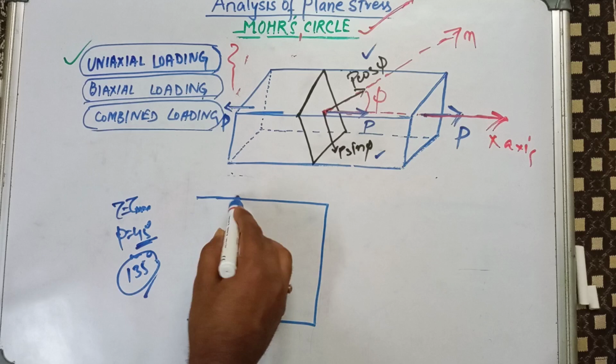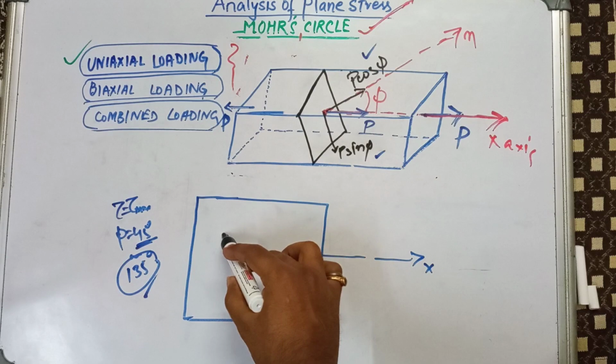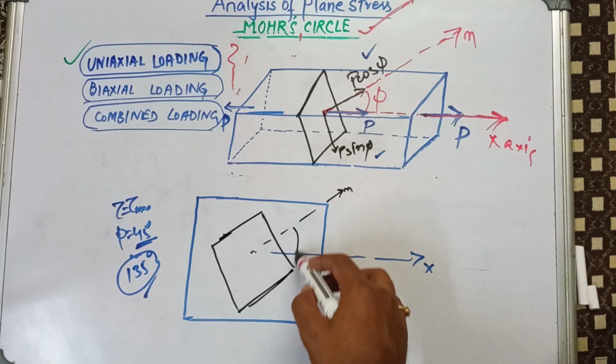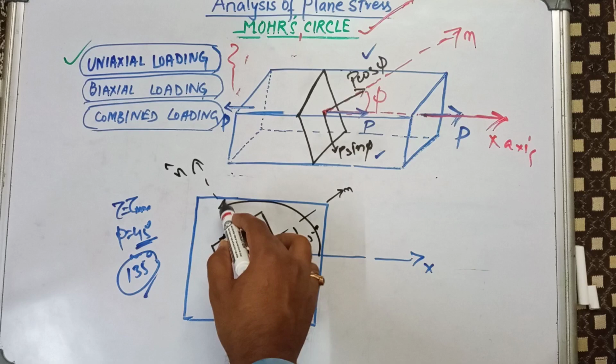Now this was your x-axis, and you have observed that the shear stress was maximum along these planes like this. Okay, along the planes like this. If the normal to this plane is this, then this angle was 45 degree. If the normal to this plane was like this, n dashed, then this angle was 135 degree. We have understood this.